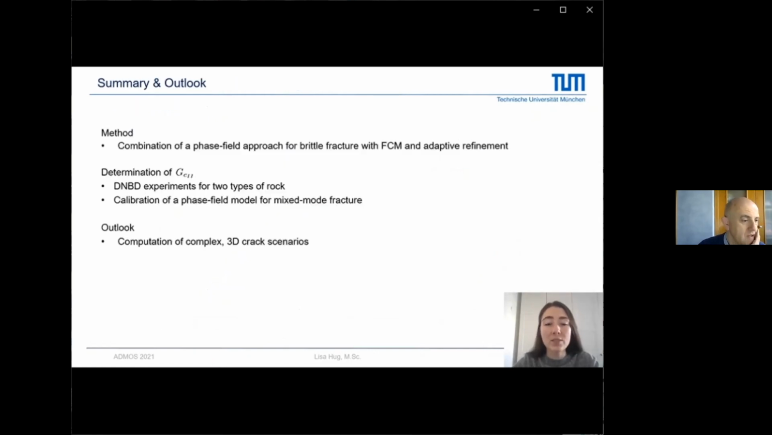To summarize, we've combined a phase-field approach for brittle fracture with the finite cell method and adaptive refinement. We have determined Gc2 for 2 types of rock using double-edge notch Brazilian disc experiments and successfully calibrated a phase-field model for mixed-mode fracture. The next step will be to compute more complex 3-dimensional crack scenarios.